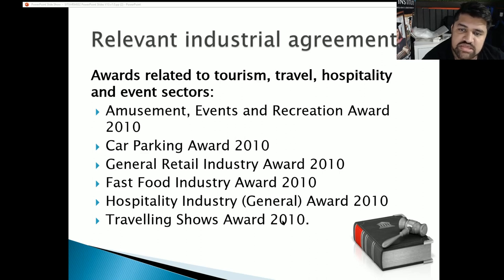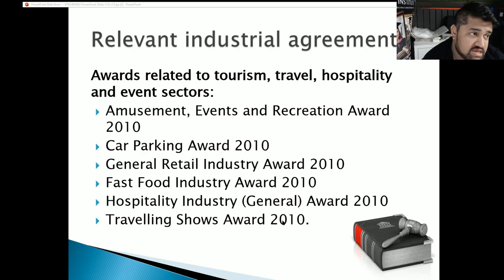Relevant industrial agreements: awards for tourism, travel and hospitality. For us, we're interested in the Fast Food Industry Award or the Hospitality Industry Award. But if you're working in events or recreation, you've got the Amusement, Events and Recreation Award. Then we've got the Car Parking Award.